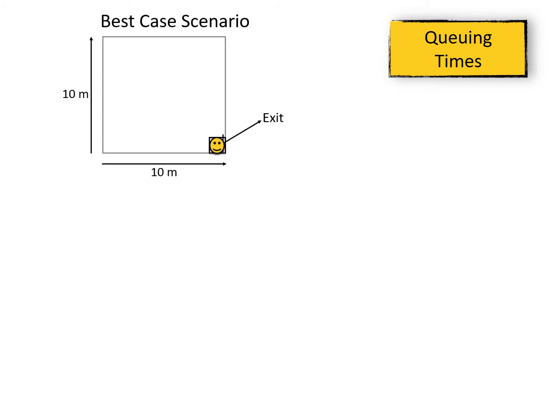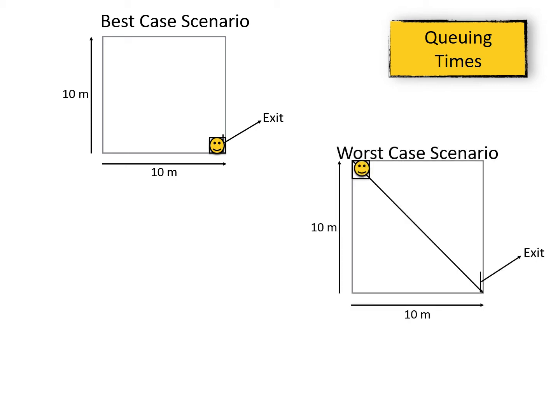When it comes to peak queuing times, there are multiple scenarios. The best case scenario is when everyone is already by the door, so there's no distance to travel, but there will be a queuing time. We use this and apply it across the library to create a lower bound for the evacuation time.